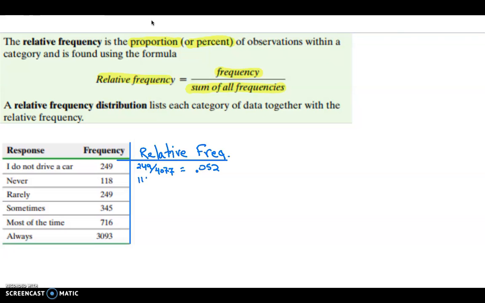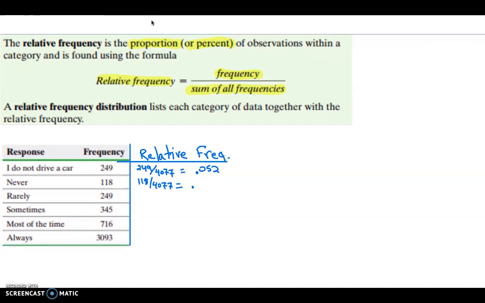Then I'll go down to the next one. I'll take 118 divided by 4,077, and that is, rounded to 3 decimal places, 0.025. And then again, 249 divided by 4,077. That should be the same thing as above, 0.052. So you'd keep doing that down and down and down. And then I'm going to get a 0.072, 0.150, and a 0.648. And you would expect the bottom one to be the largest decimal, or percentage written as a decimal, because that's where the most respondents fell.